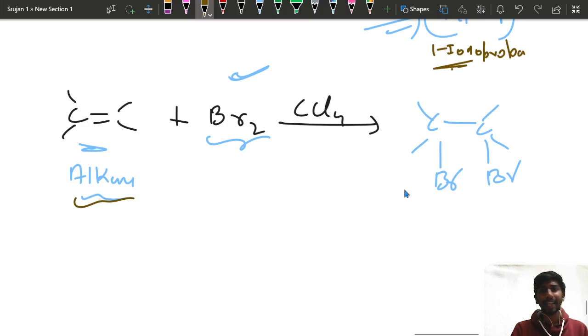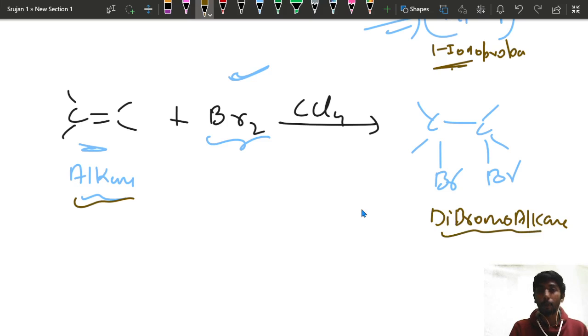This is a simple alkene and it is giving you a dibromoalkane, not ene, alkane, dibromoalkane. This is called what? I told you something, right? Vicinal dihalide, right? Vicinal dihalide.